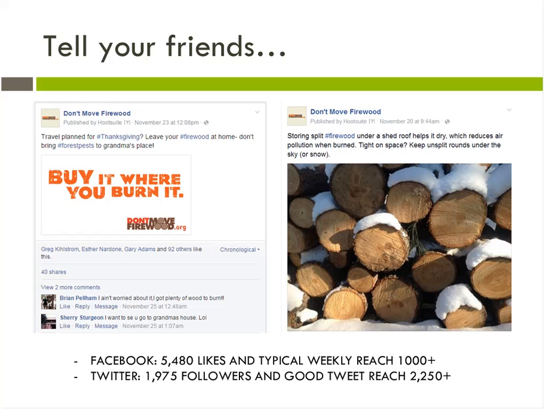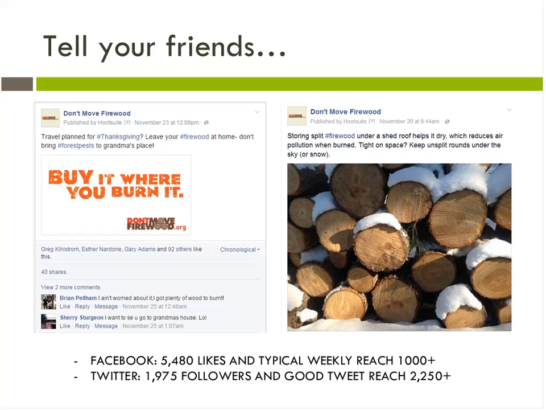Now, Don't Move Firewood engages the public most strongly through Facebook and Twitter, so I've got some examples of those platforms coming up. So, okay, sorry, I just got distracted by Annie putting up some great information, but I'm going to let that go for a minute.